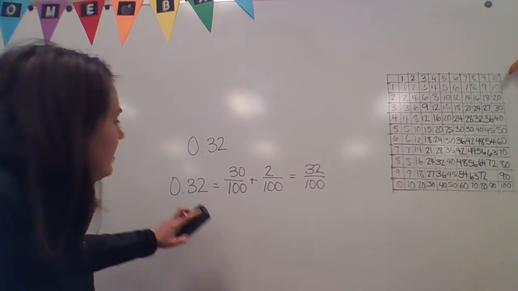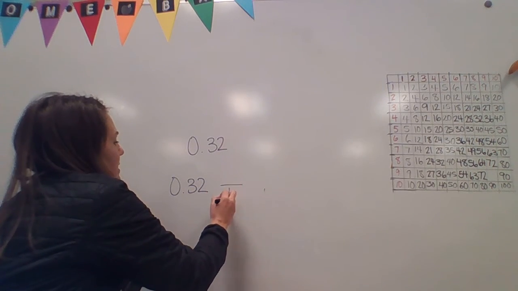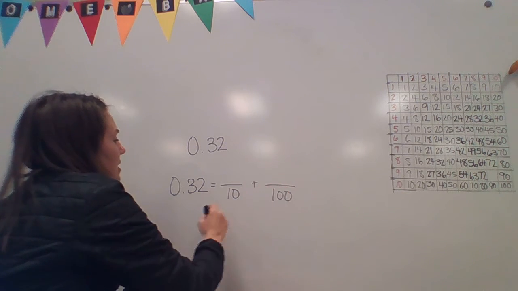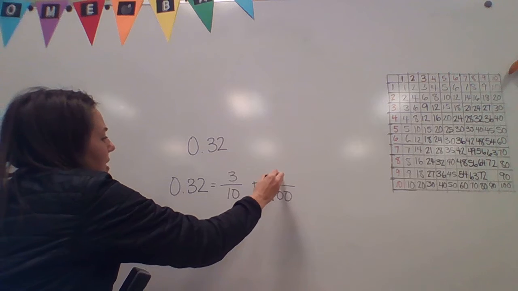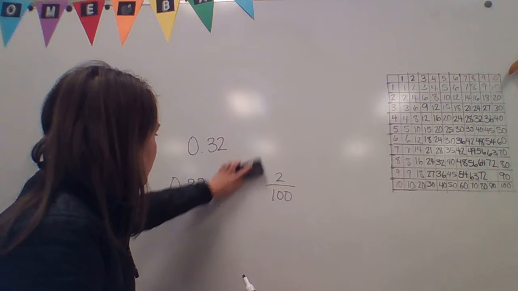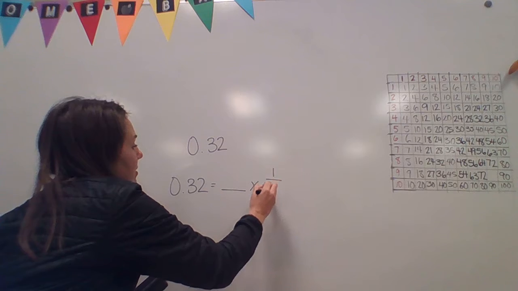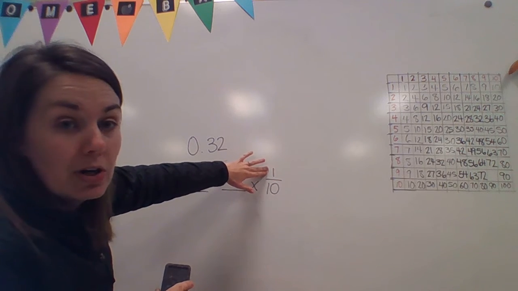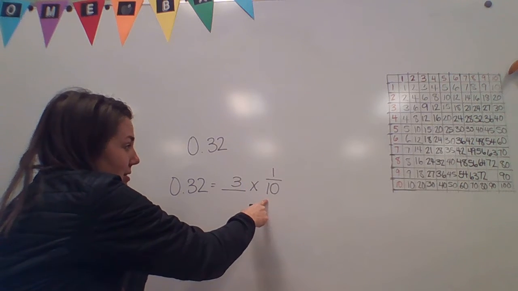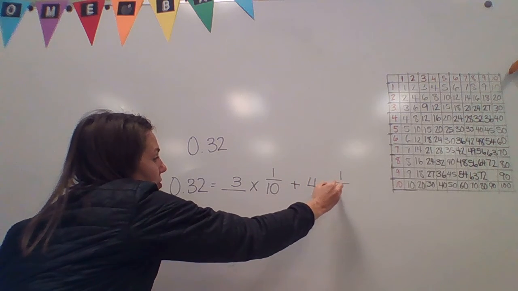So on the first line, they have blanks at the top. How many tenths plus how many hundredths? And we said we have 3/10 and 2 hundredths. The second line is saying we have blank times 1/10. So remember, that would be like thinking of our unit fractions. So if I have 3/10, I have 3 times 1/10, right? And I would have 2 times 1/100.